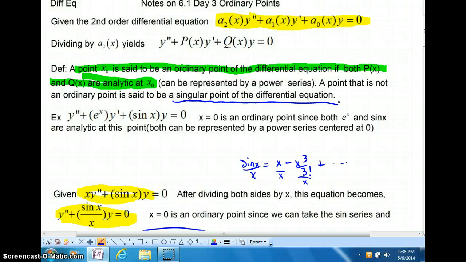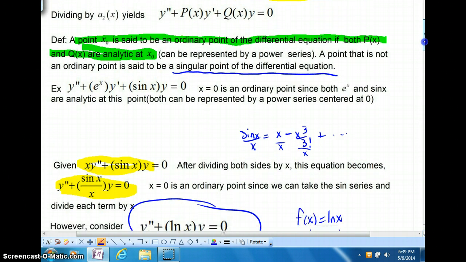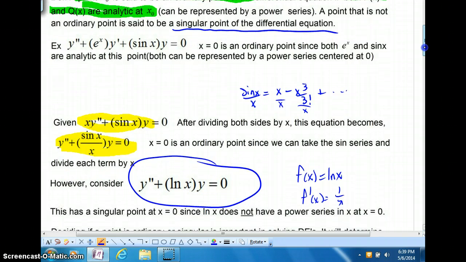Well, take a look at this example here. Y double prime plus e to the x y prime plus sine of x times y equals 0. X equals 0 is an ordinary point. E to the x and sine of x both have power series that are centered at x equals 0. And those are the ones we referred to in a previous video, ones that you should have memorized.